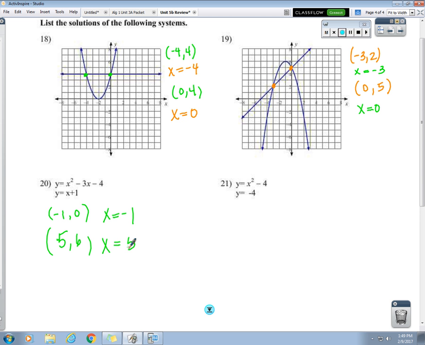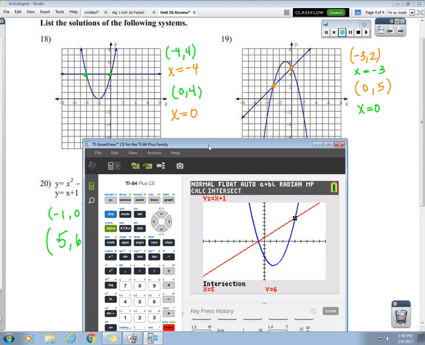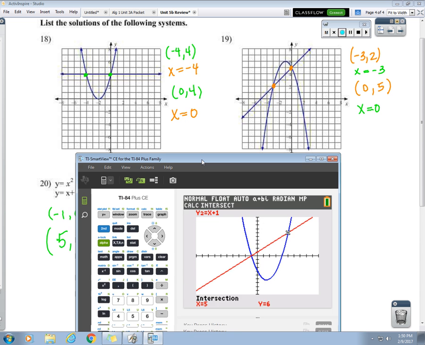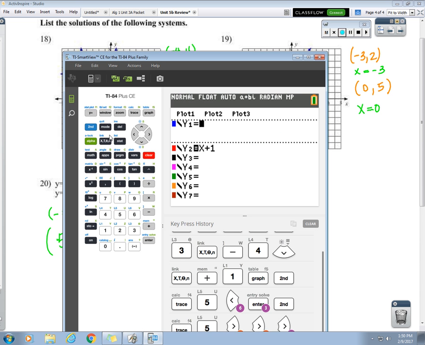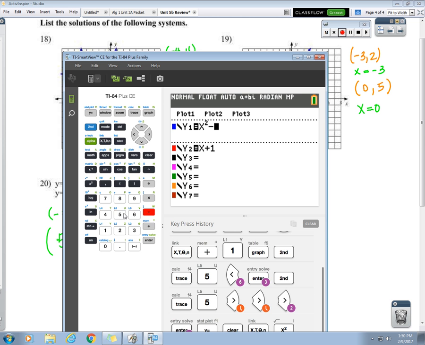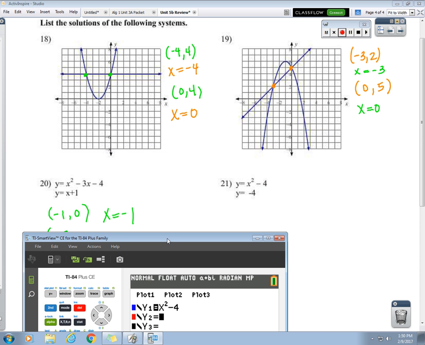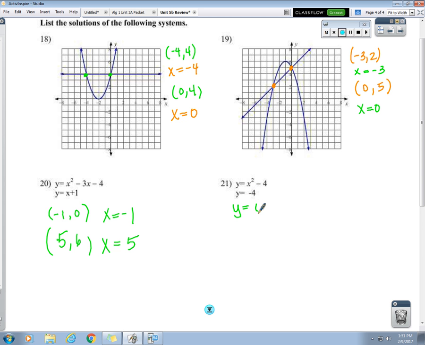x equals 5. Okay, why don't you quickly try 21 on the calculator by yourself before I go over it. Type it in and maybe you'll see where you're typing in wrong or something. Okay, so x squared minus 4 is your first equation. And then your second equation is just negative 4. That technically is like y equals 0x minus 4. It just has a 0 slope, so they didn't write the mx. They just wrote the b.